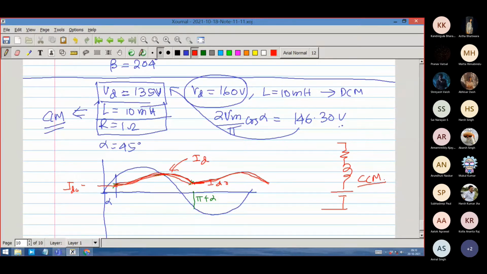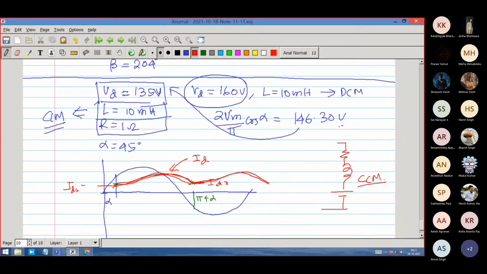It could happen when the first general condition is that Vd must be less than 2 Vm by pi. After that, it will also depend upon the L by R time constant. The higher the L by R time constant, the more likely it is in continuous conduction. And in continuous conduction mode, the thyristor is conducting all the time. Thyristor 1 and thyristor 4 start to conduct here. This is the TH1 and TH4 zone.